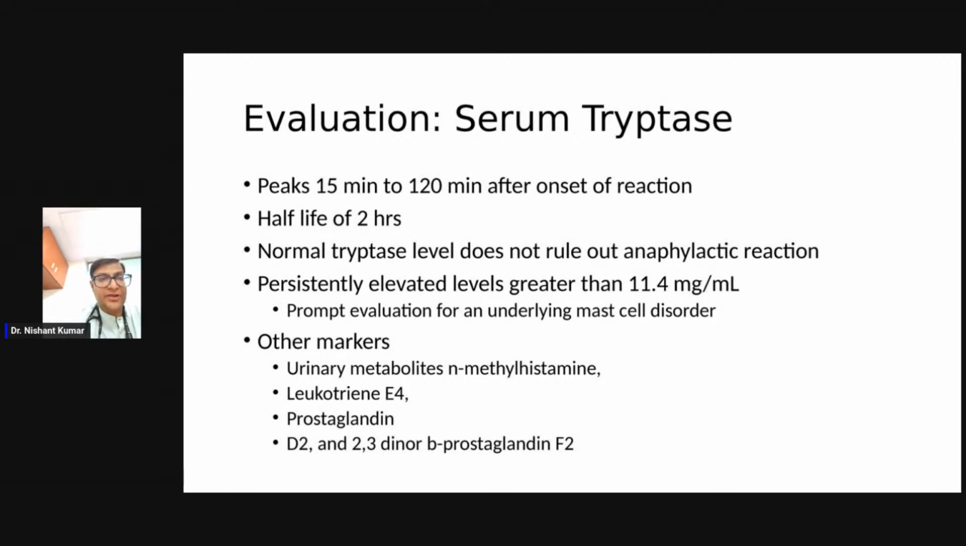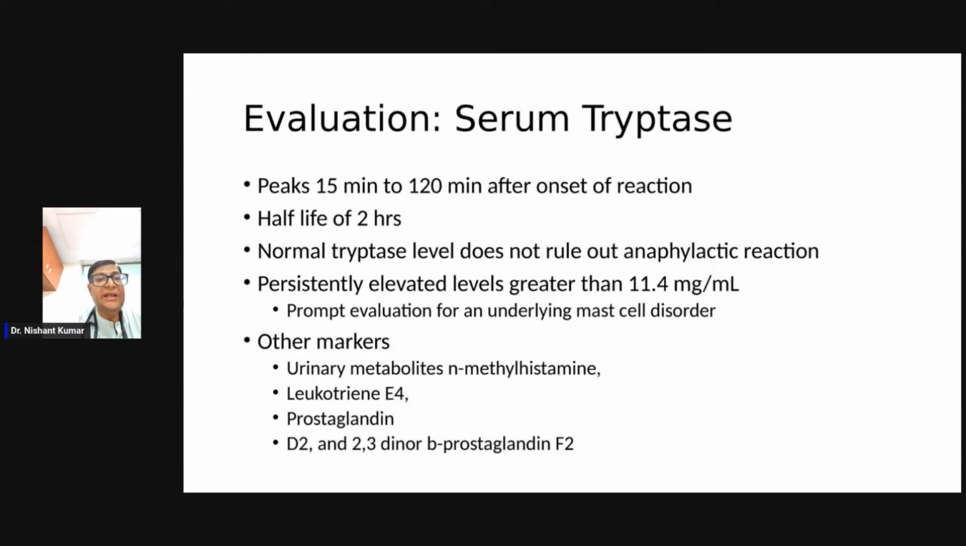So how do we evaluate? The most common and the specific testing is serum tryptase levels. It peaks within 15 minutes up to 120 minutes after onset of reaction with a half-life of 2 hours. So normal tryptase level does not rule out an anaphylactic reaction. Even if the tryptase level is normal, it does not rule out an anaphylactic reaction.